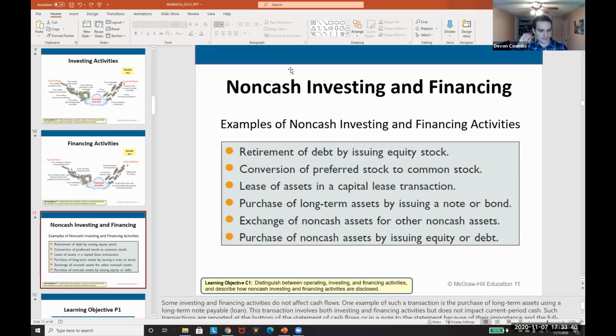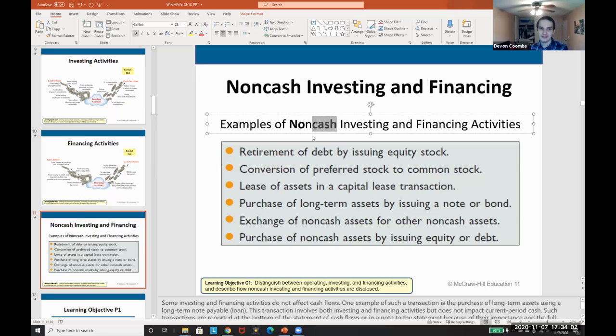There's conversion options. That's much more complex accounting. We'll get into that eventually in advanced accounting. Conversion of preferred stock to common stock, changing the type of stock we have, there's no cash involved. End of the day, the easiest way to think of non-cash is it's no cash, right? There is no cash involved.